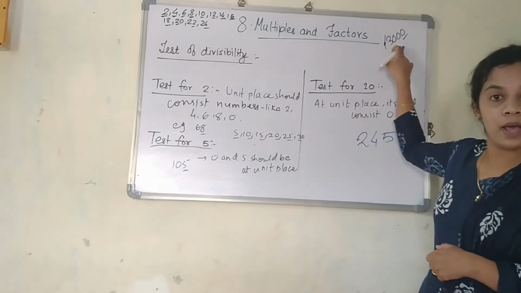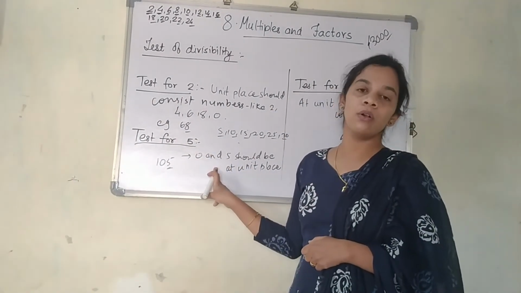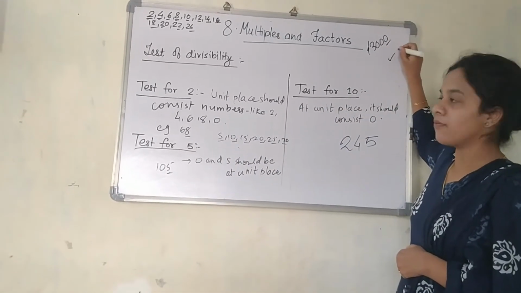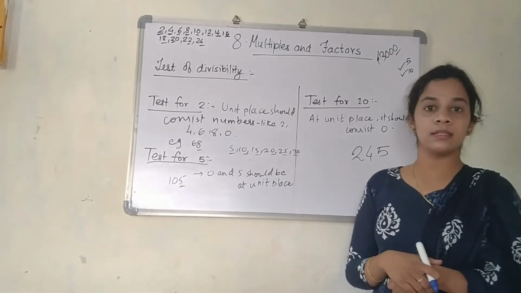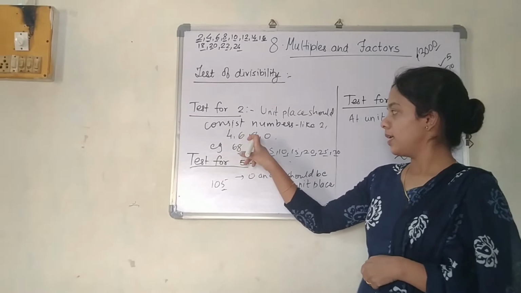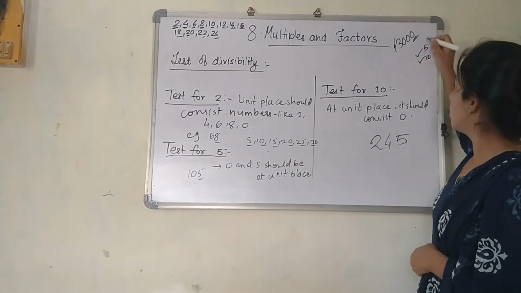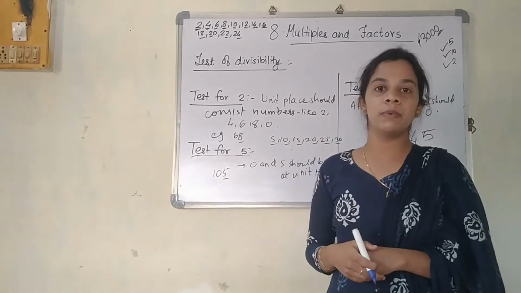Is it divisible by 5? Yes, because what does the 5 test tell you? 5 or 0 should be at the unit place. Then 0 is at the unit place, so this is also divisible by 5. So this is divisible by 5, this is divisible by 10. What does the 2 test tell you? 0, 2, 4, 6, 8 should come at the unit place. 0 is coming at the unit place over here, so it is also divisible by 2. So have you understood what these divisibility tests actually are?